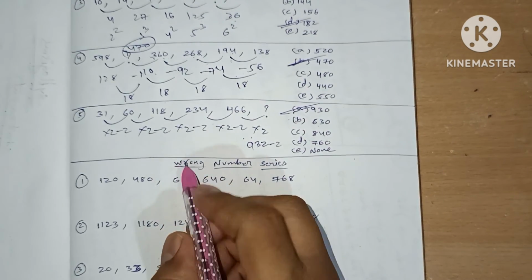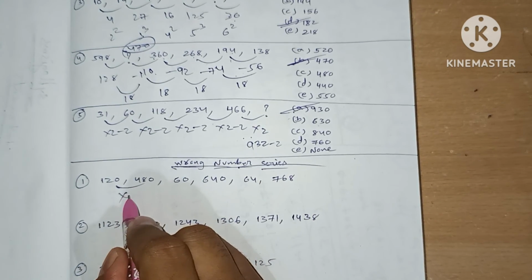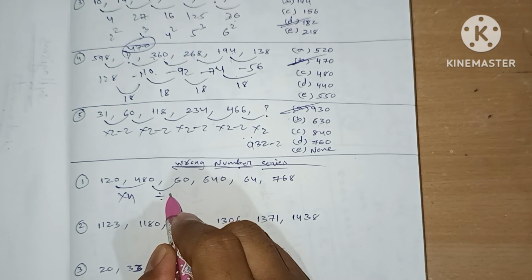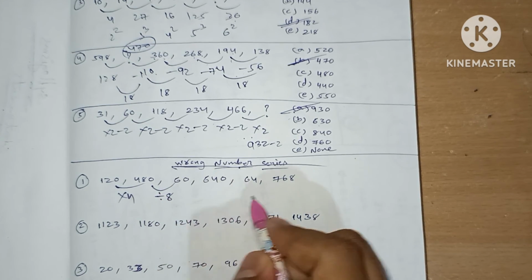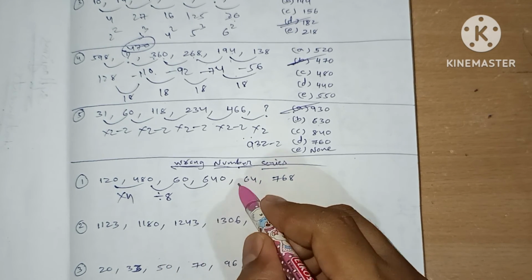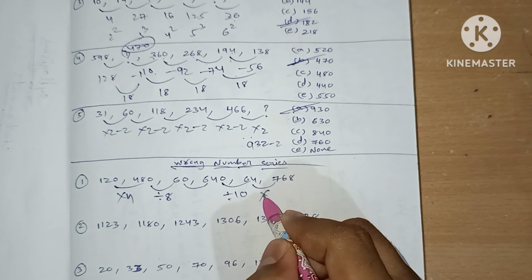Now we are going to see wrong number series. Wrong number series, first question. It is clear that it is into 4 times. It is divided by 6, 8 times. But we cannot see any multiplication factor here. But here we see it is divided by 10 times. It is into 12 times.